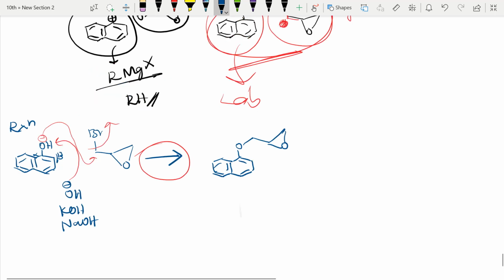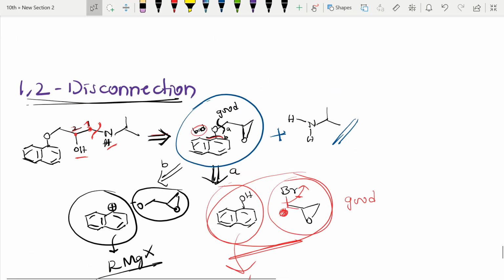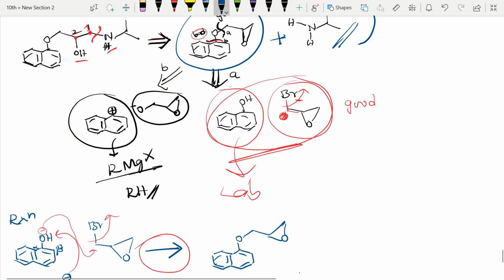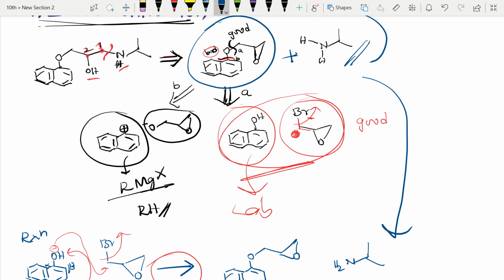Further, this much I got. Now I got this. To this I am adding this amine, NH2. This is the amine, the same amine I am using here, so that I should get a target molecule, but here we call it the product.